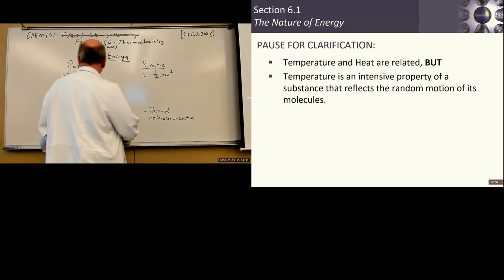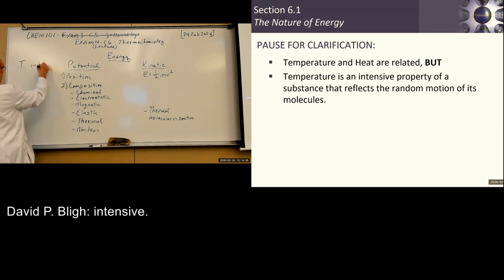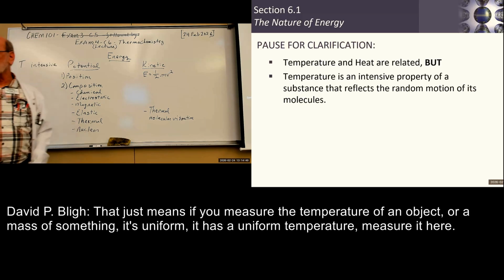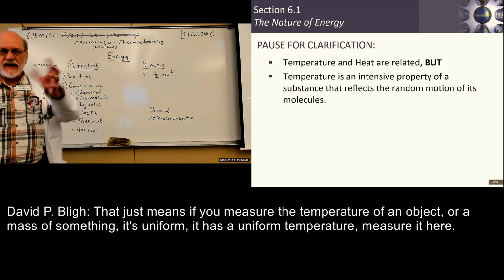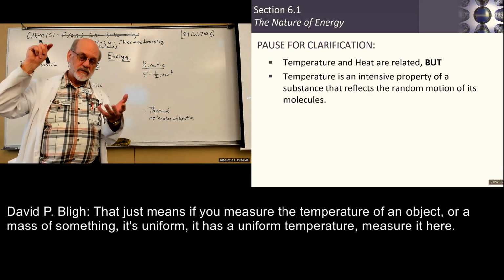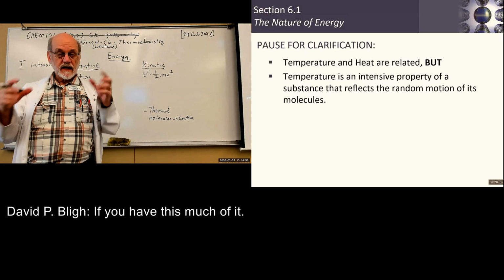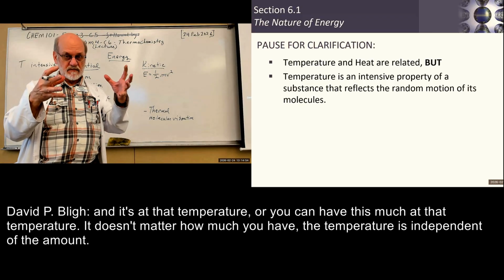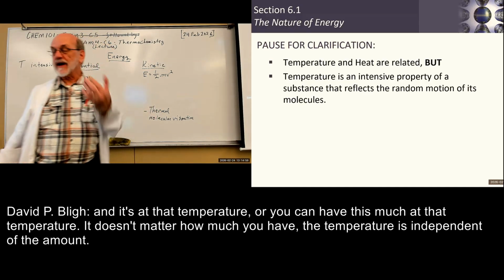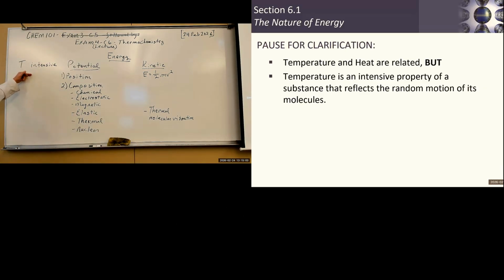Temperature is an intensive property. And what we mean by that, intensive, that just means if you measure the temperature of an object or a mass of something, it's uniform. It has a uniform temperature. Measure it here, same temperature as here as here. If you have this much of it and it's at that temperature, or you can have this much at that temperature. It doesn't matter how much you have. The temperature is independent of the amount.